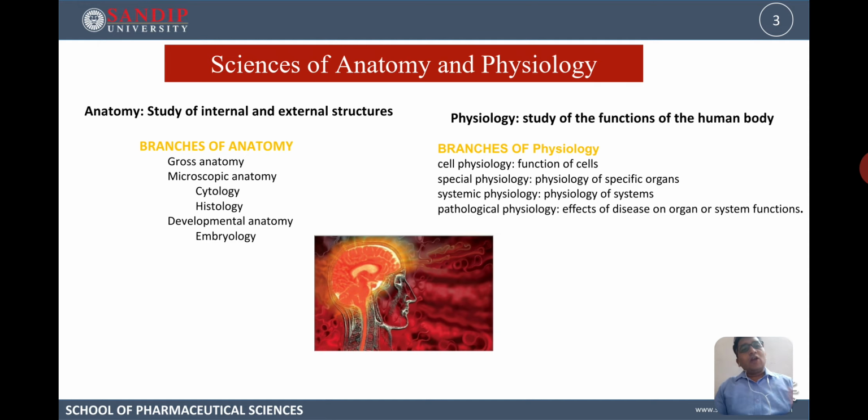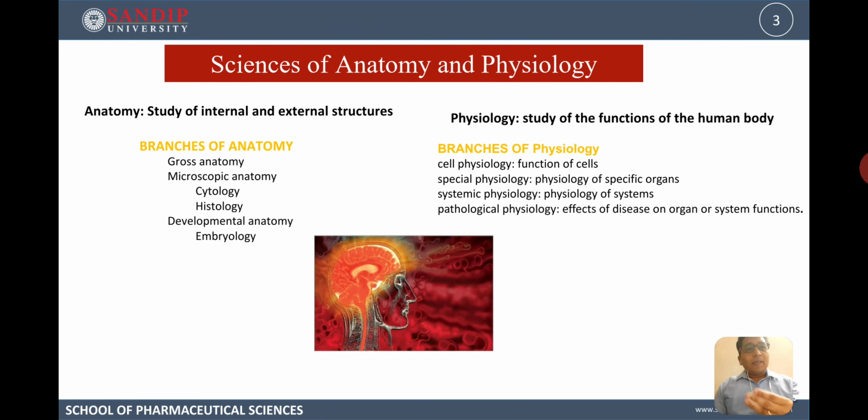In the field of physiology, there are four branches. The first branch is cell physiology. It is a branch of science which deals with the different functions of the cells. The second is special physiology. It is a branch of science which deals with the physiology of specific organs. It is very important, according to the name, special physiology. It means any character or any organ is specific, so in this field we study the specific organs.